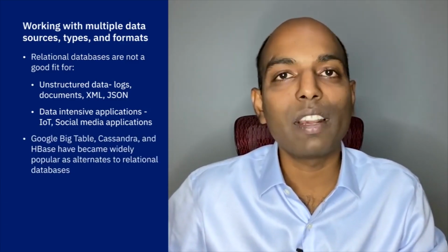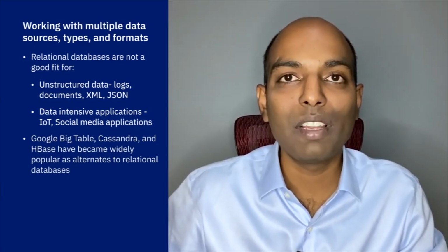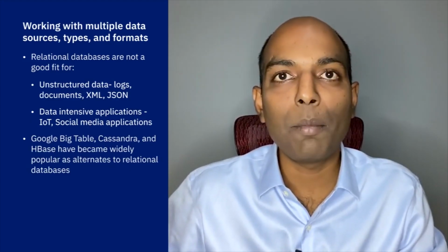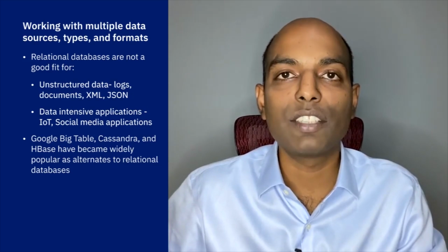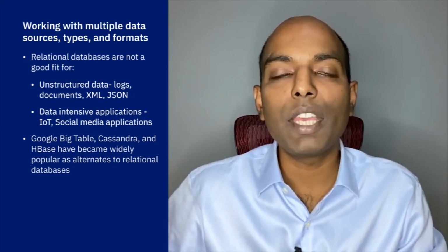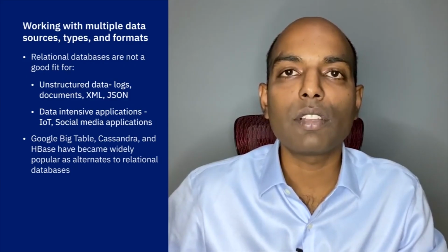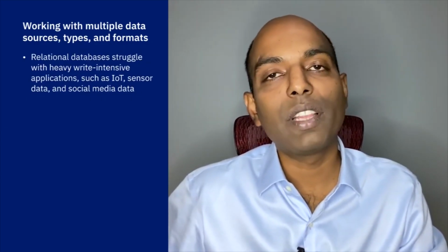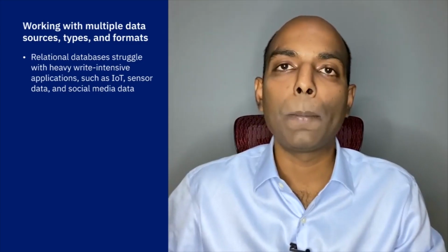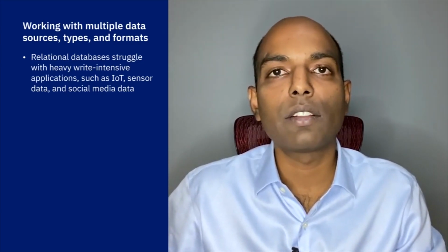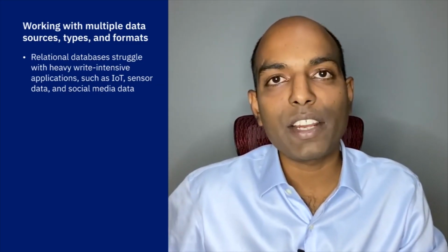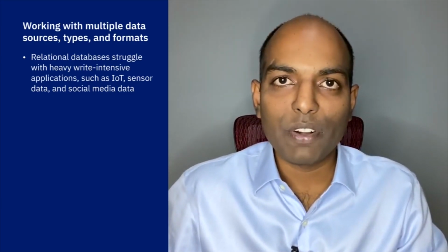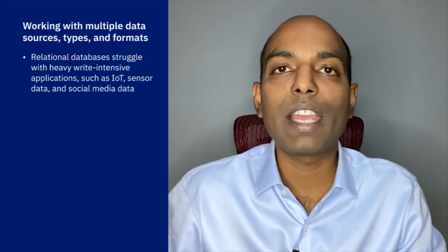For example, Google released a white paper back in 2006 called Google Big Table. And that idea quickly caught fire. For example, Cassandra and HBase came out of the same architectural model as the Google Big Table. And they became widely popular databases to solve some of the problems that relational databases fail to solve. For example, relational databases struggle a little bit with heavy write-intensive applications such as IoT or sensor data or social media data, because the B-tree data structures that power these relational databases slow down due to their nature of the random reads and random writes for the heavy write applications.